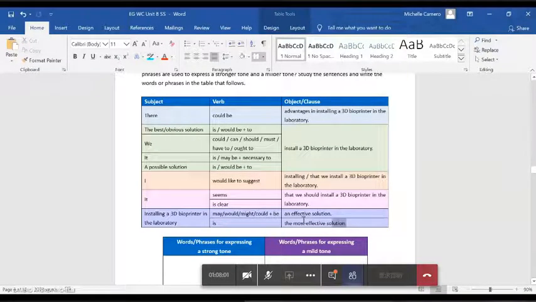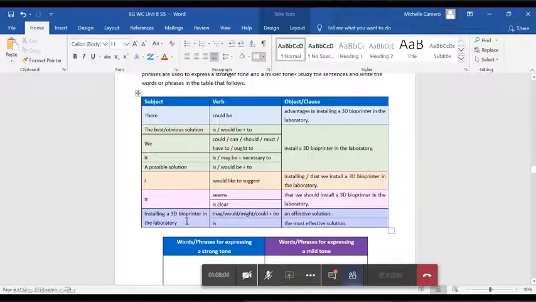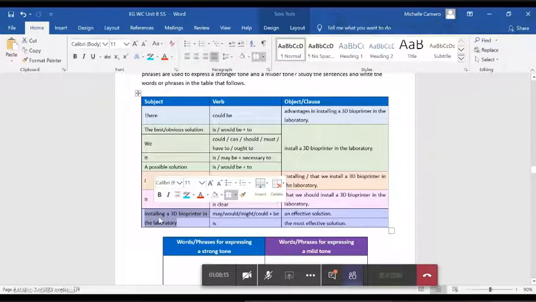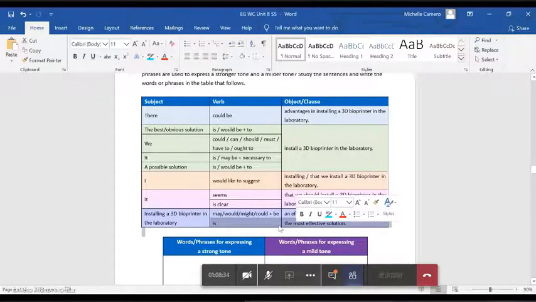For the purple one here, this one's different because the solution is your subject, okay? So you'll notice installing a 3D bioprinter in the laboratory. So if you're going to use it this way, you're going to need a verb to start your sentence with ing, and it's a gerund. When you have verb ing acting as your subject, that's a gerund. It's acting like a noun. But in this sentence, it's also acting as your subject. Installing a 3D bioprinter in the laboratory, then you can say may, might, could be an effective solution, okay? Or you could say is the most effective solution.